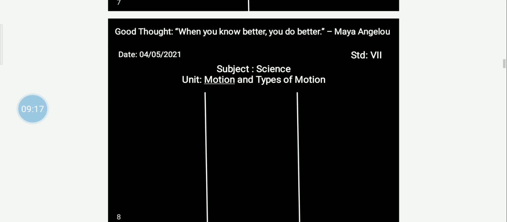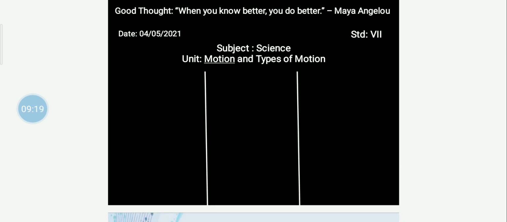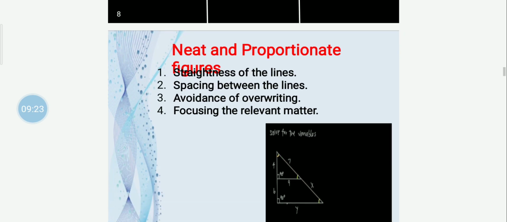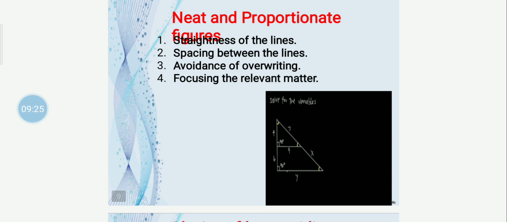Next, we have already seen how to divide the board. Okay, next we move on to the next slide, neat and proportionate figures.